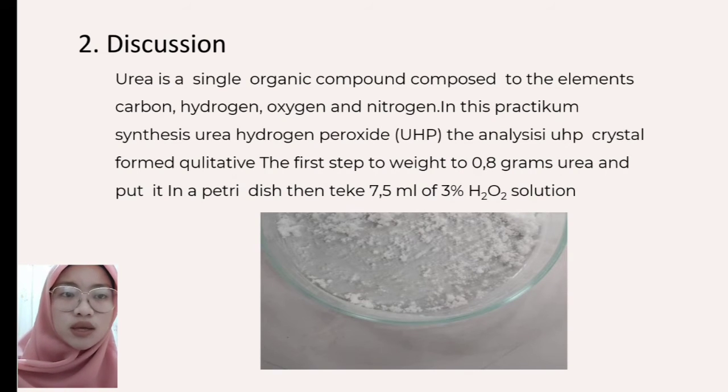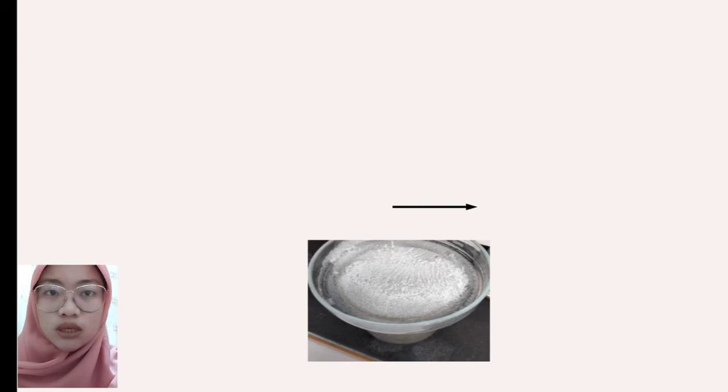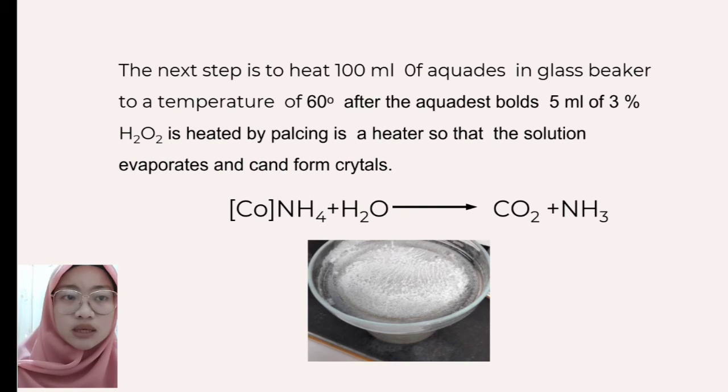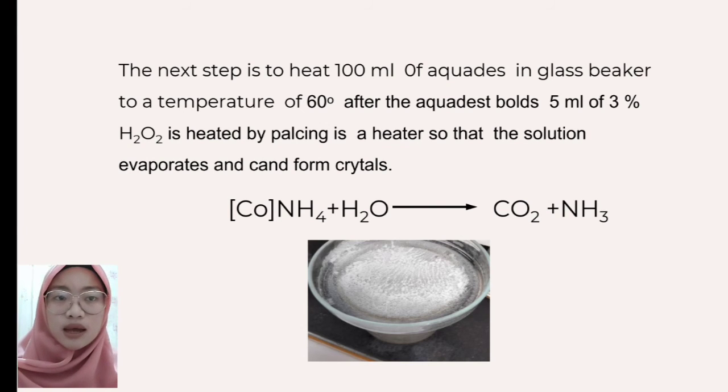The first step is to weigh 0.8 grams of urea and put it in a petri dish. Then take 7.5 ml of 3% H2O2 solution. The next step is to heat 100 ml of aqueous in a glass beaker to a temperature of 60 degrees Celsius after the aqueous boiled. 5 ml of 3% H2O2 is heated so that the solution evaporates and can form crystal.